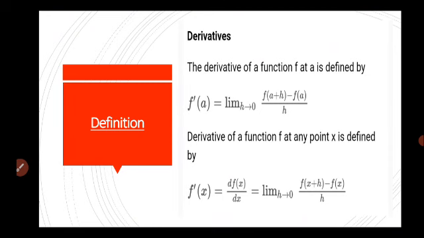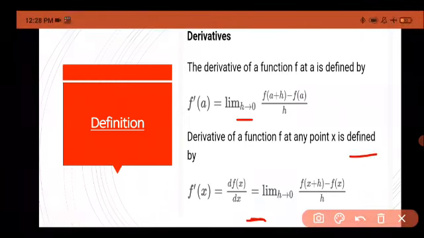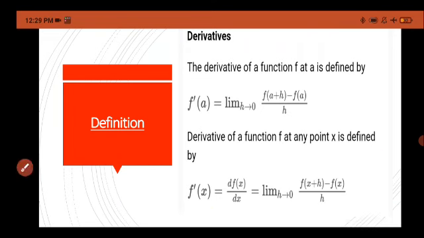Okay, now its definition. The derivative of function f at a is defined as f dash a equal to the limit as h tends to 0 of f(a plus h), meaning some increment in the original function, minus f(a), divided by h. Or the derivative of function f at any point x is defined by f dash x equal to d f(x) by dx equal to the limit as h tends to 0 of f(x plus h) minus f(x) divided by h. Okay, so this is the proper definition of the derivative or differentiation.